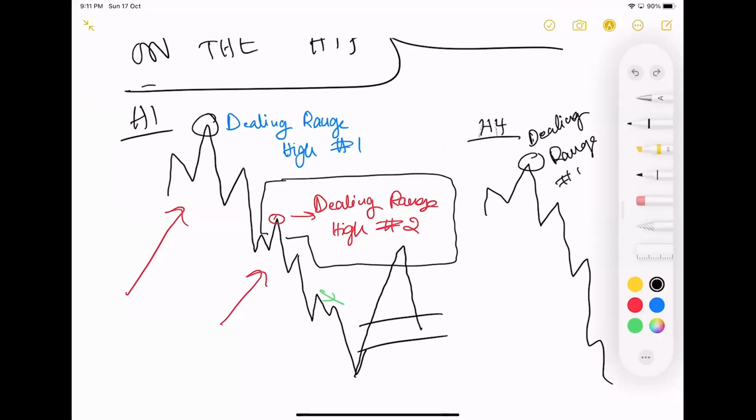Now, while that is being said, this dealing range high number 2, or this dealing range in and of itself, on a higher time frame, what does it look like? Think carefully. It's there in the other bootcamp videos, the recent ones. What is this going to look like in terms of candles?